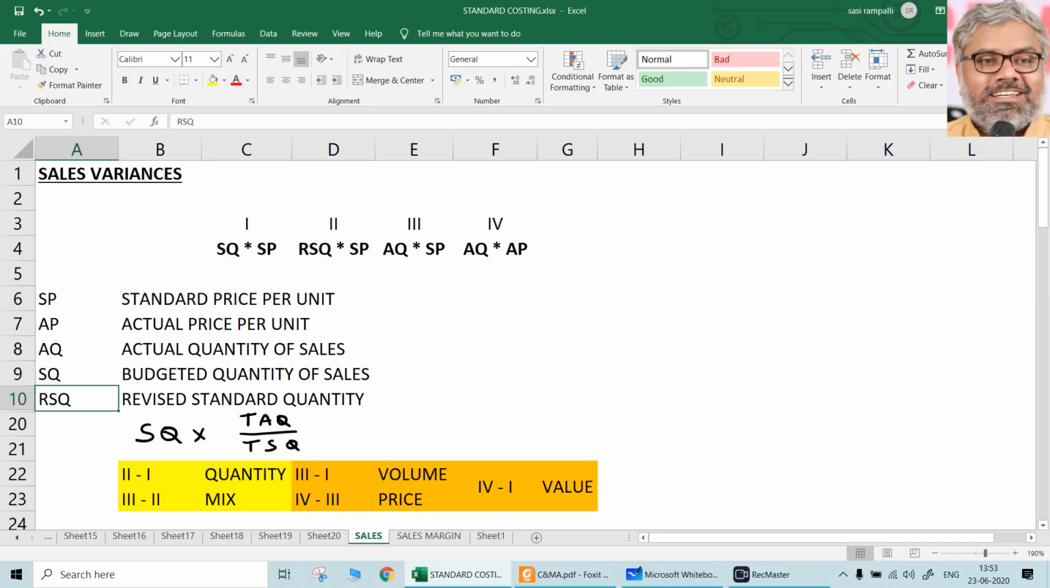RSQ is revised standard quantity. The way we calculate it is still the same. There is no difference. We take SQ first into total of actual quantity divided by total of standard quantity. That's it. That gives us RSQ.